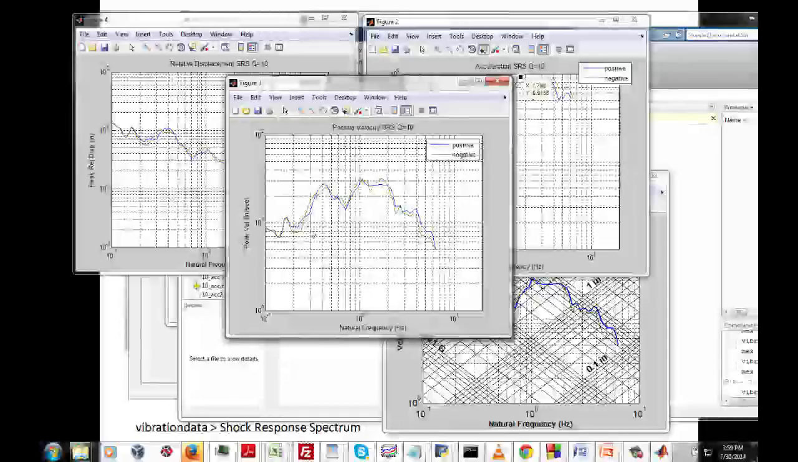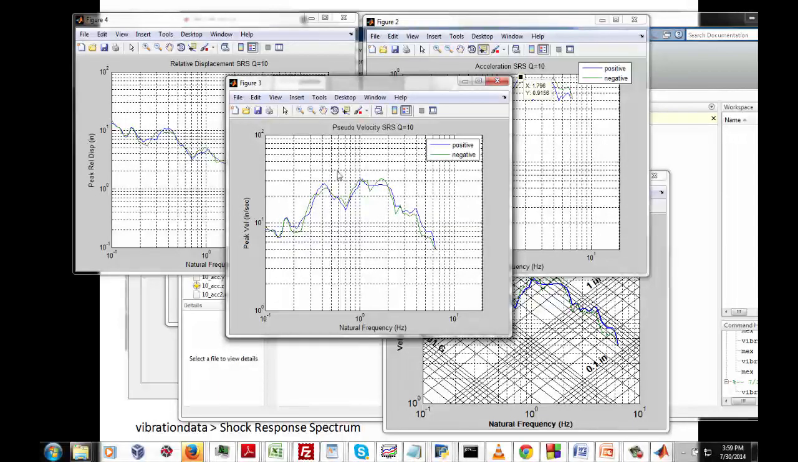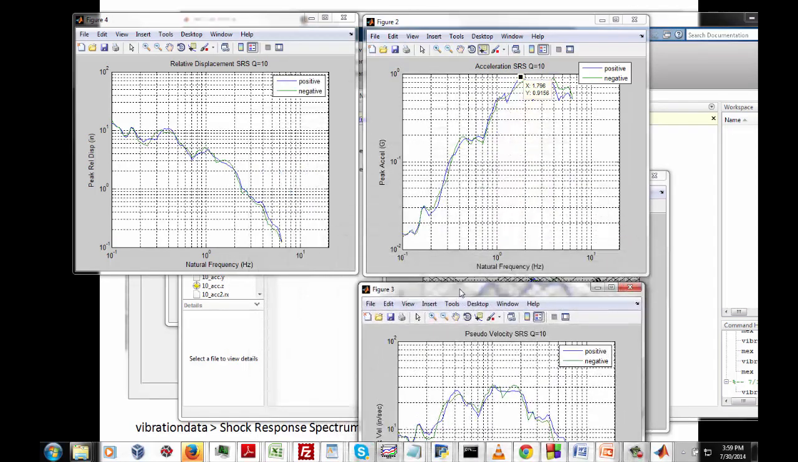Now, if we turn this into a linear plot, you'd see there would be quite a bit of point-to-point variation for the pseudo velocity, but relatively speaking, and I'm using the term very loosely, the pseudo velocity tends to remain more stable as the natural frequency changes. That's not perfectly true, but it is relatively true compared to relative displacement as well as to absolute acceleration.